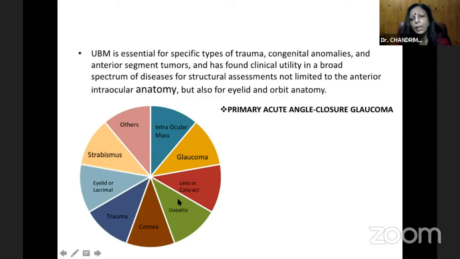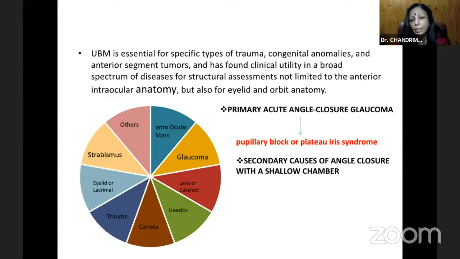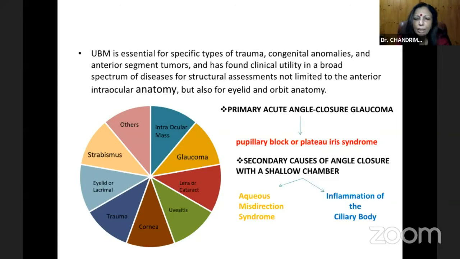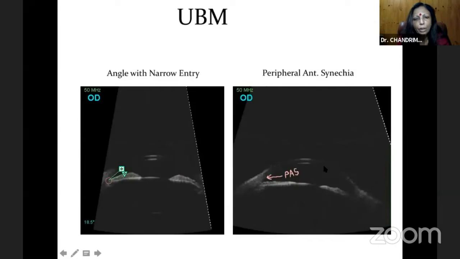In primary acute angle closure glaucoma, whether pupillary block or plateau iris, UBM has a huge role. Secondary causes of angle closure include shallow chamber, aqueous misdirection syndrome, or inflammation of the ciliary body. So today I'm going to concentrate mainly on this part of the UBM. So angle with narrow entry, that's how you see it in the UBM, and peripheral anterior synechia, that's how you see it.